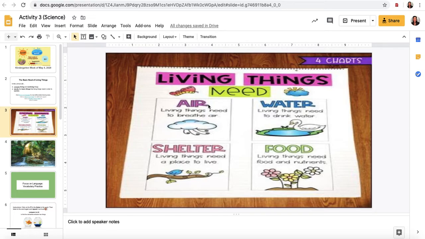They need air. They have to breathe air. We need water. Remember that our organs need water in order to work, to function. We need shelter to protect us, keep us warm and safe. We need food to get our nutrients that keep our bodies going.